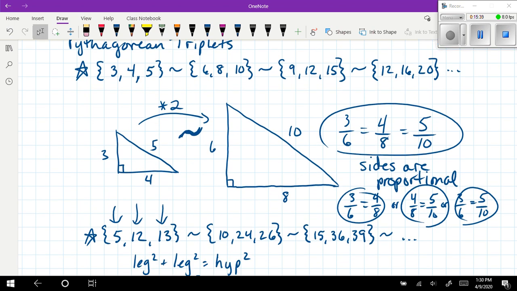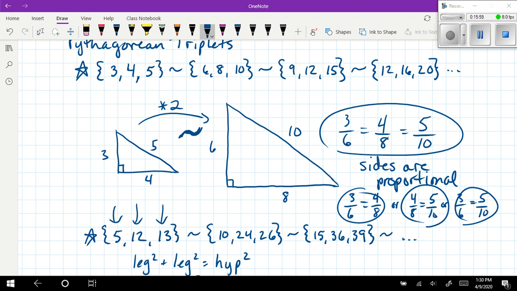It's actually the only Pythagorean triplet that has three sides whose measurements are consecutive integers. So 3, 4, 5 is the only Pythagorean triplet where you'll see the numbers going up by 1 in each case. So for example, 4, 5, 6 is not a Pythagorean triplet.